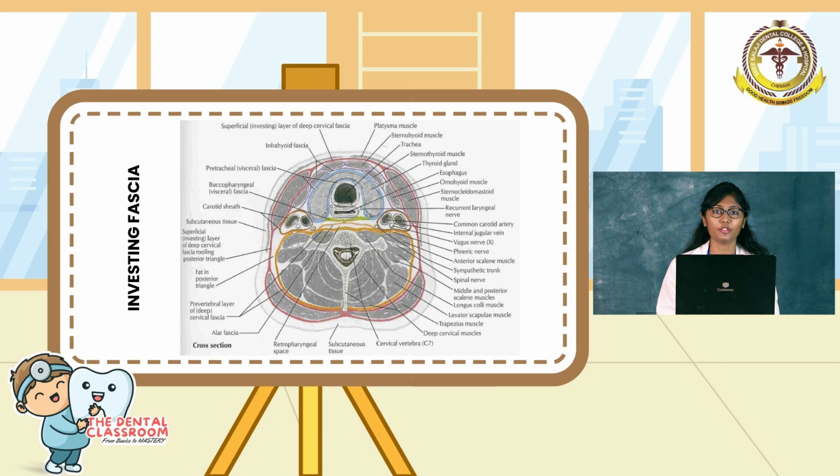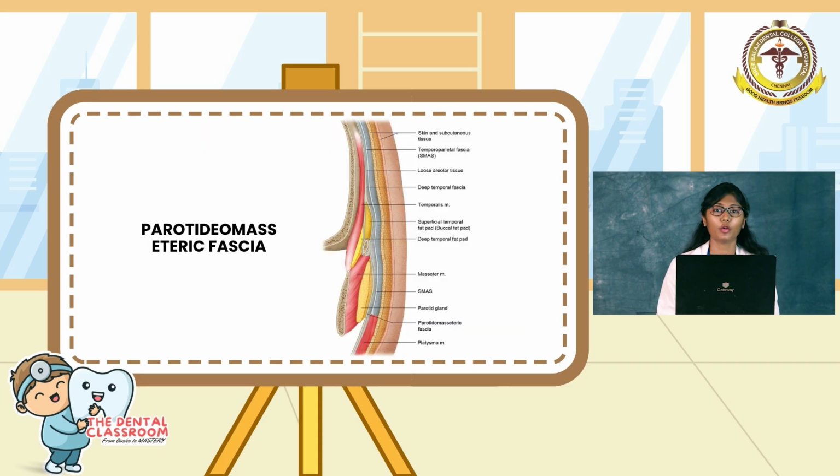Essentially, all branches of the cervical plexus emerge through this layer to reach the skin and superficial structures of the head and neck. Parotidomasseteric fascia is a part of the anterior layer of the deep cervical fascia that covers the parotid gland and extends over the masseter muscle.